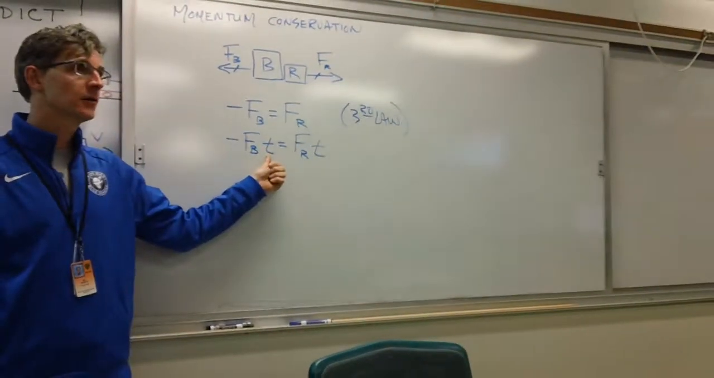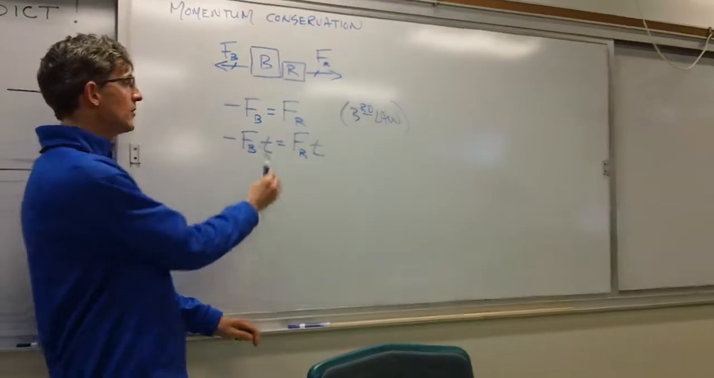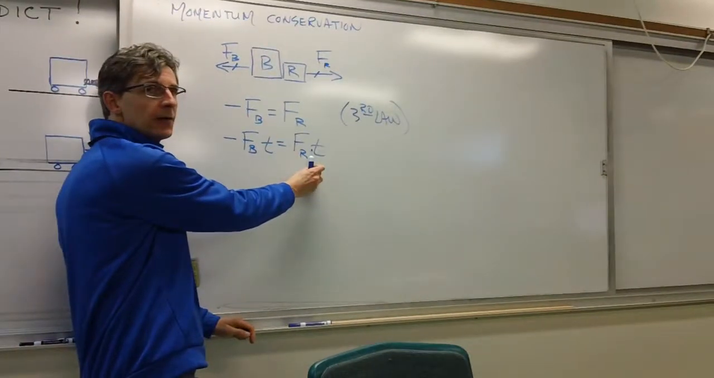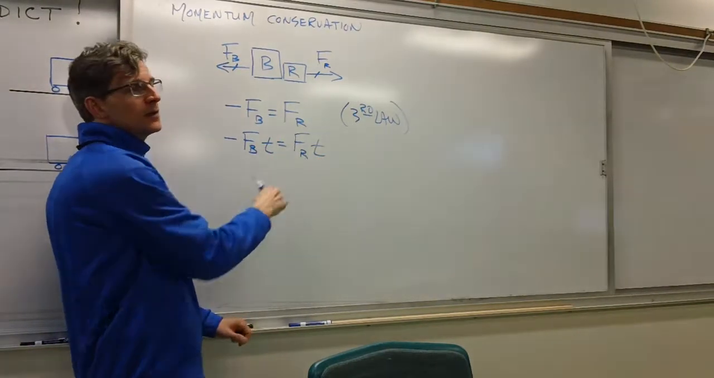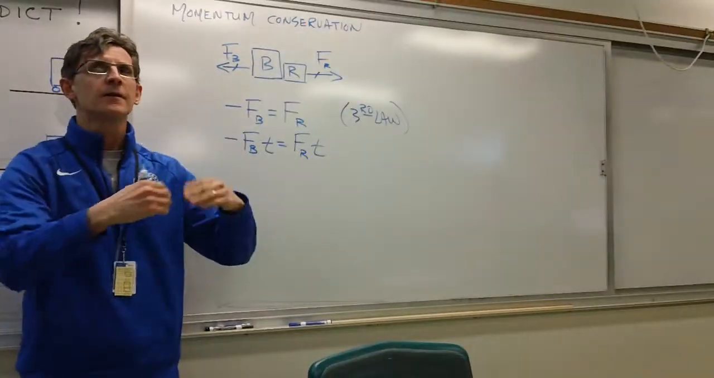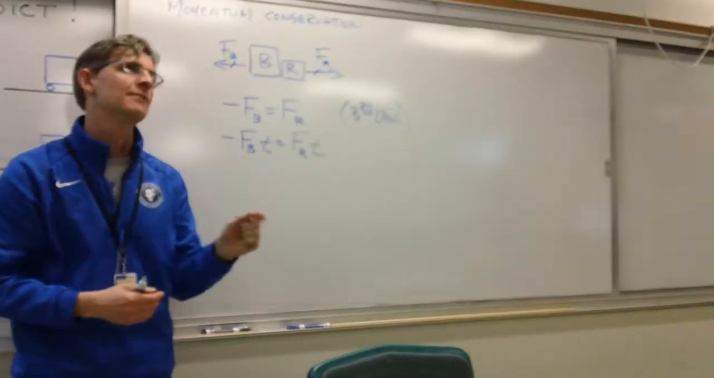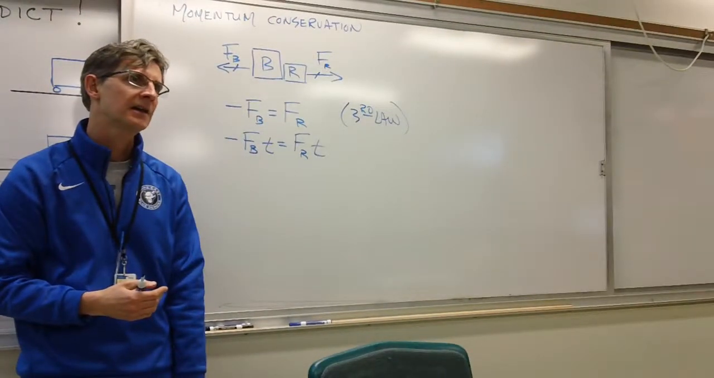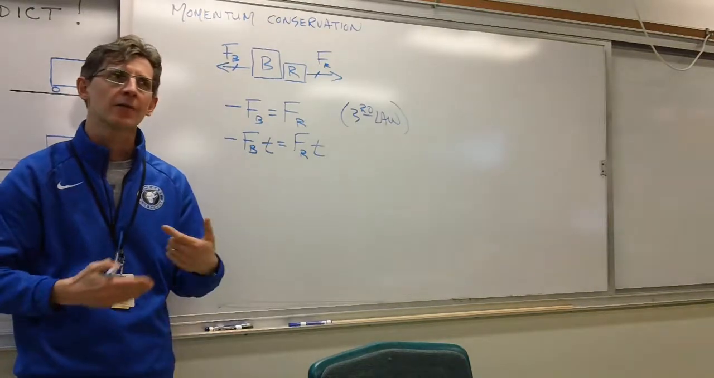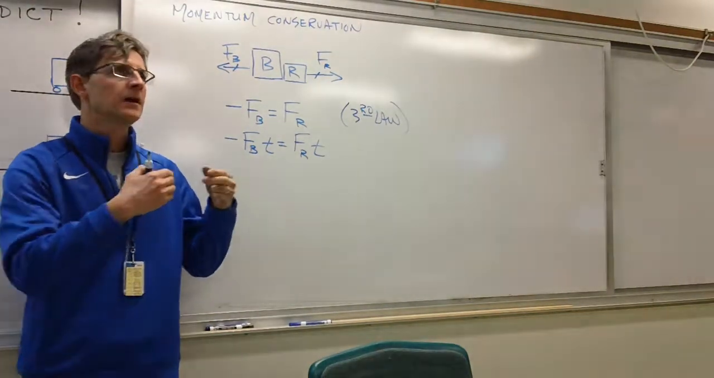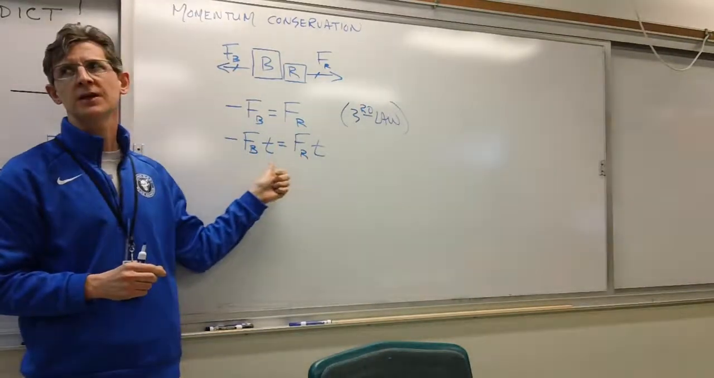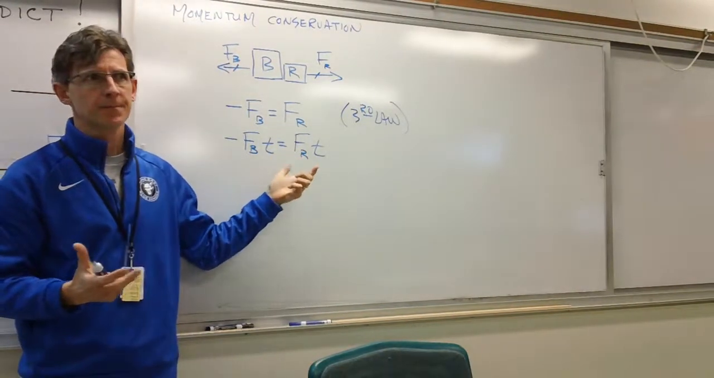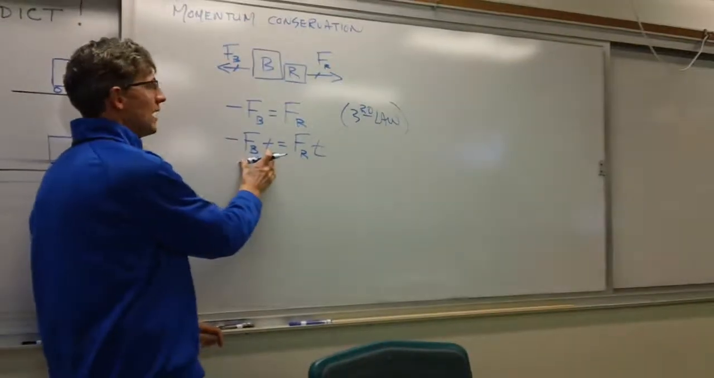Just make sure you're okay with this, because algebraically, if I multiply the left side by t, I have to multiply the right side by t. But physically, what that means is that when the carts are pushing off, they each act on each other for the same amount of time. That's common sense. It couldn't be otherwise. Each one touches the other for the exact same amount of time, so it's okay for me to put that t on both sides. All right, are you clear on this?